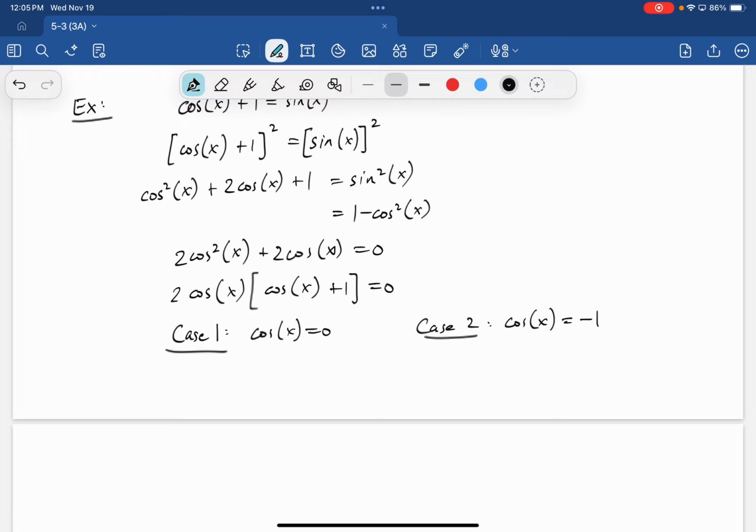Okay, then the next step, you just solve. Guys, quiet please. You solve, and for the first case, you get x equals, what is it? Pi over 2 or 3 pi over 2. Wait, hold on. It's 2 cosine x, so it should be pi over 4. No. What? Why not? Just think about it. Okay? And then the second case, if cosine x equals -1, that's x equals pi, right?